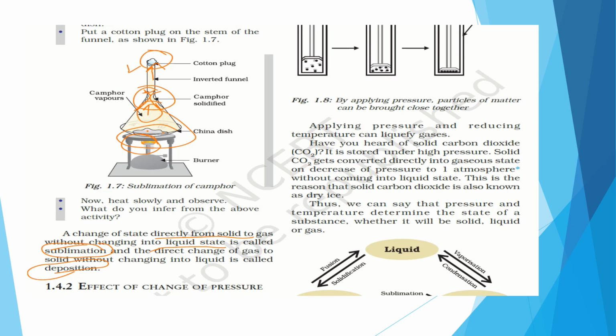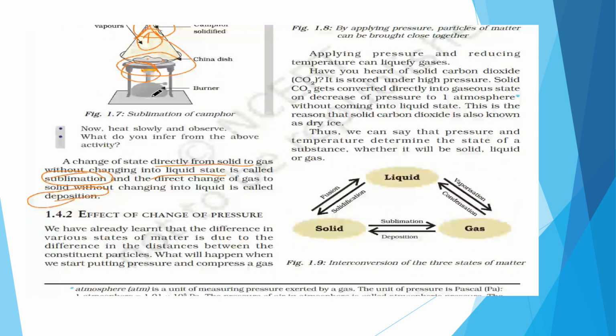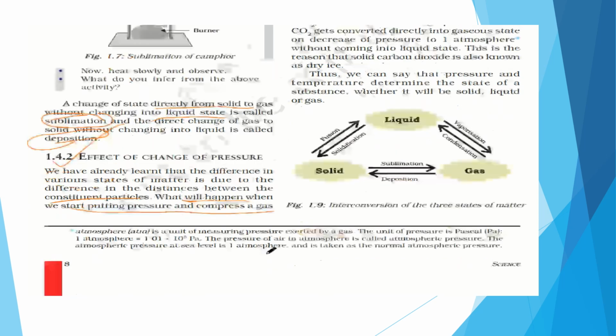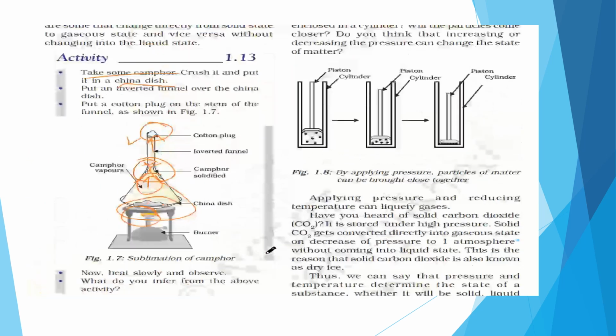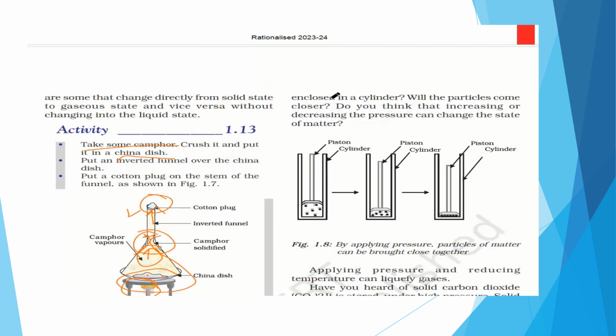Now I would start with the effect of change of pressure. So we have already learned that the difference of various states of matter is due to the difference of the distances between the constituent particles. Now what will happen when we start putting pressure and compress a gas? So what will happen if we are starting to compress a gas enclosed in a cylinder? Will the particles come closer? Do you think that increasing or decreasing the pressure can change the matter?